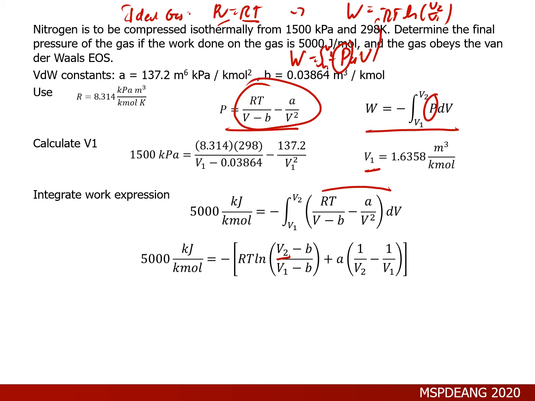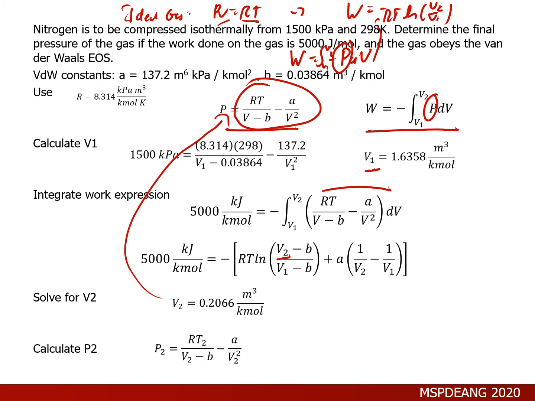Okay, but make sure na medyo maganda yung guess natin. Kasi diba, si V1 is 1.6358, so make sure na yung guess nyo ay slightly less than 1.6358 para mag-converge sa correct value. Okay, so solving, you can get V2, which is 0.2066 meter cube per kilomole. And substituting this back into the van der Waals EOS, you can now calculate the final pressure.